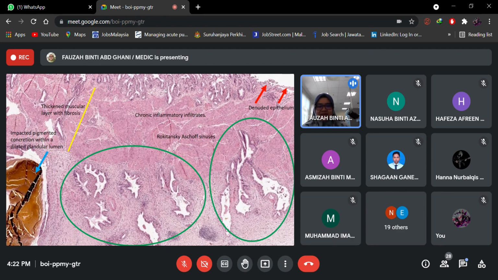And then of course, because it's a chronic inflammatory process, you can see some inflammation. Also you can see inflammation here, deeper down. This is some collection of most likely lymphocytes, but I don't have a higher power view. I don't think it's needed at this point. But it is a chronic inflammatory process with a lot of response to it: the fibrosis and thickening of the wall, Rokitansky-Aschoff sinuses, and you can see the impacted pigmented concretions.